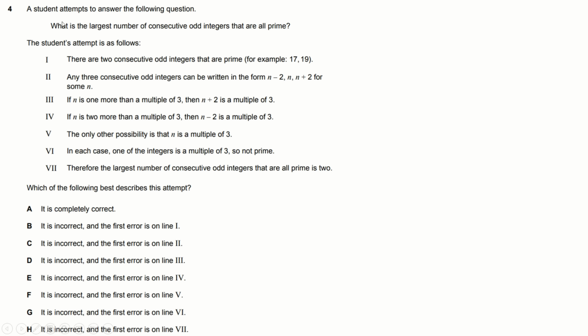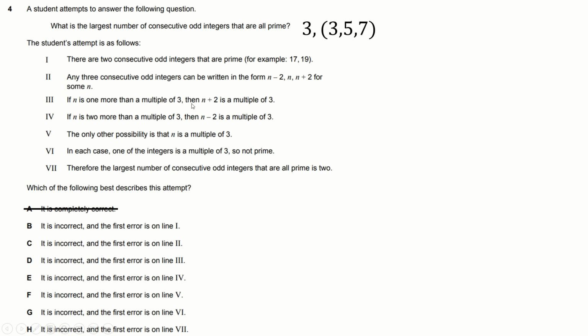For this one here, what is the largest number of consecutive odd integers that are prime? Now, it's very helpful that I know the answer to this question, and it's 3, 5, 7. Sometimes just knowing stuff helps out. So 3 is the largest number of consecutive odd integers that are all prime, and there they are. So when I look at the bottom line of this, I know that he's wrong because he says the answer is 2. So it's definitely not this.